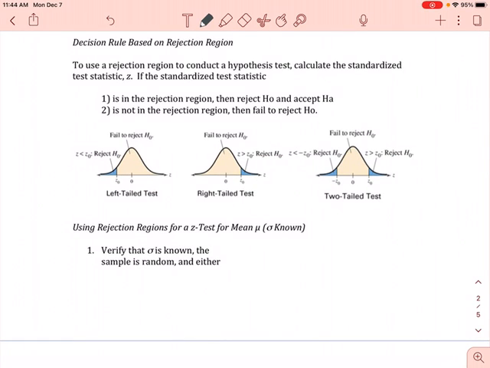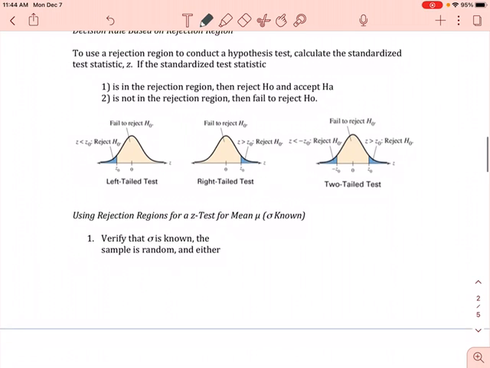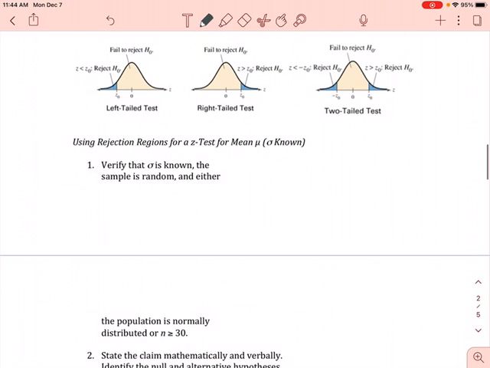Okay, so let's do one and we'll see how it goes. So here are our steps. Okay, again, can we do the problem? So this is all about, can you do the problem?